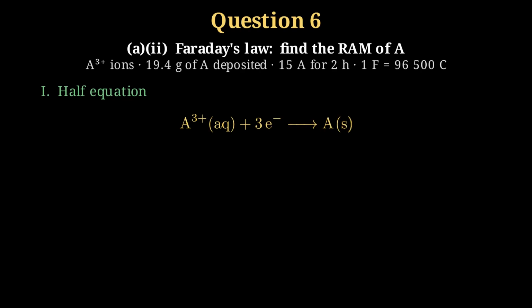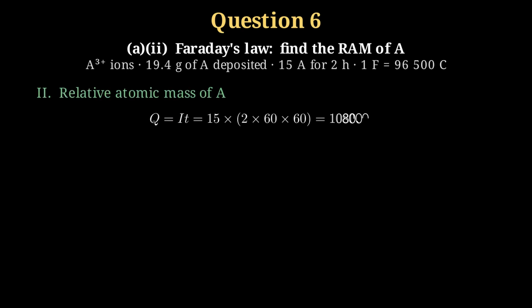First, the half equation. Each A3+ ion must gain 3 electrons to become a neutral atom of A. So A3+ plus 3 electrons gives A. That 3 is crucial. It means 3 moles of electrons per mole of A.